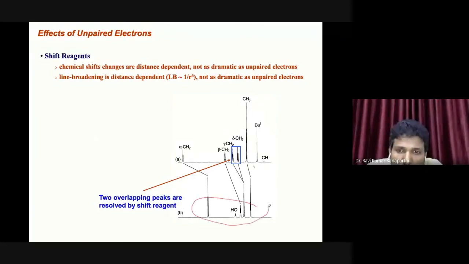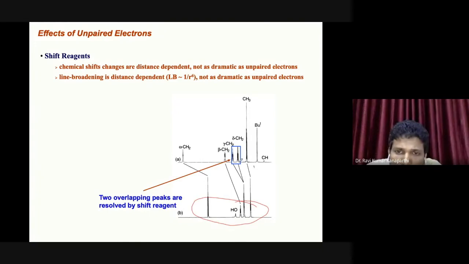Here there are two signals, gamma and delta. The gamma and delta protons are actually coupled together and they are resonating at one particular place. So you can see that in this spectrum.